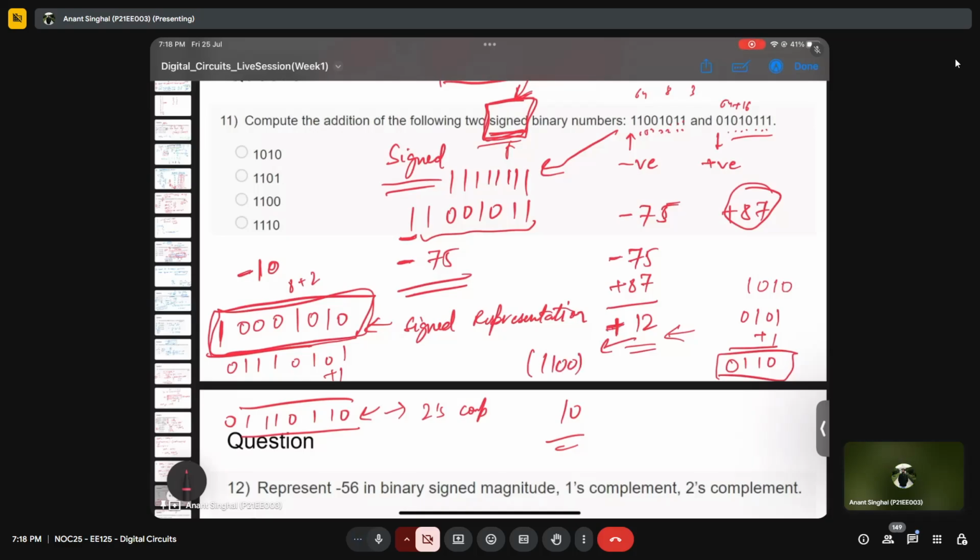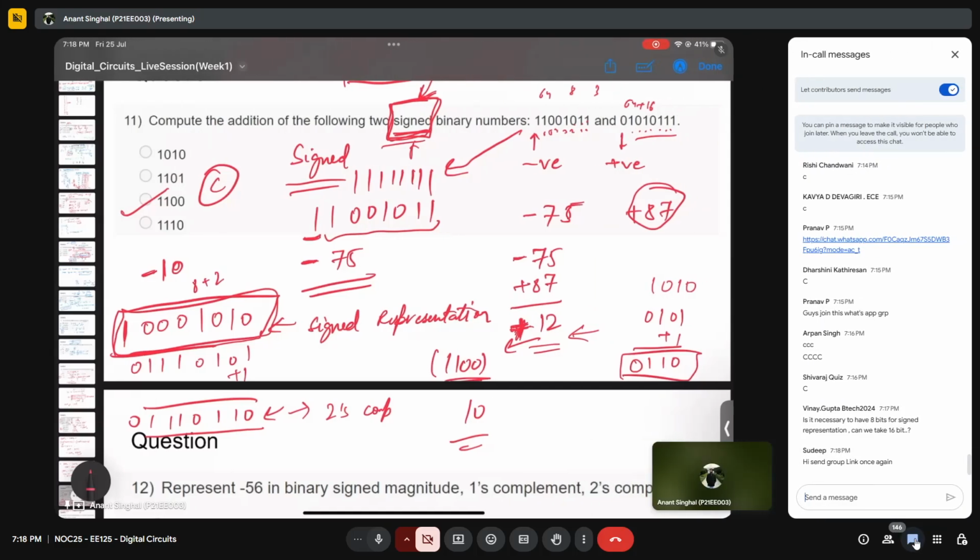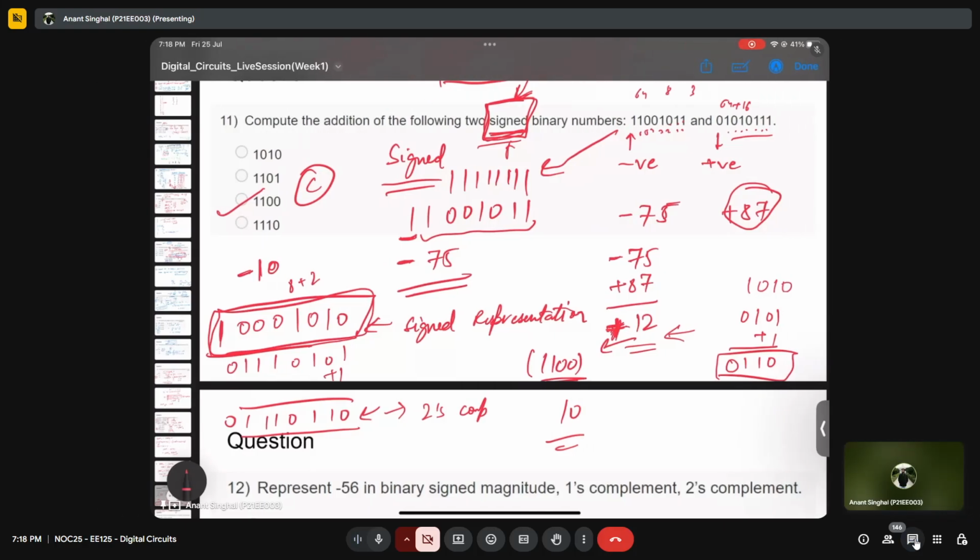Okay, sir, I understood. Thank you so much, sir. For the negative sign, you only need to consider all that. For example, since in this particular question we are getting a plus 12, 1100 will be the answer. That is this C. Is it clear now, everyone? Yes, sir. Clear, sir.